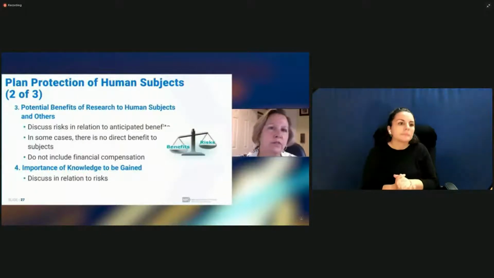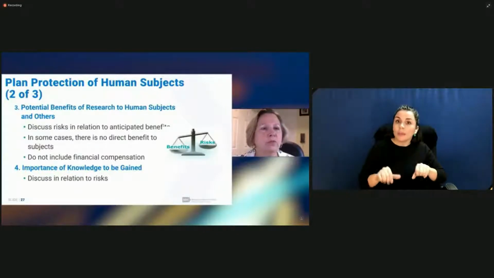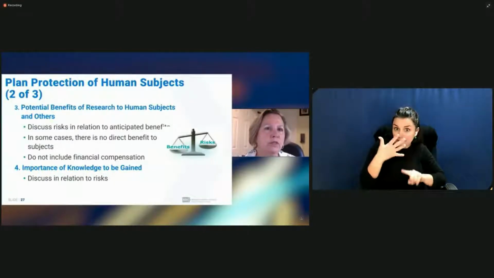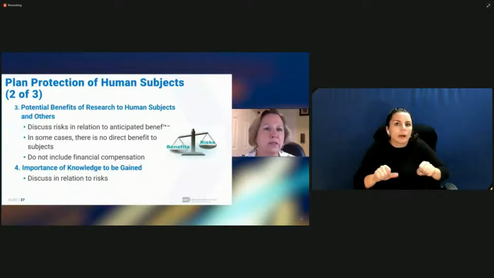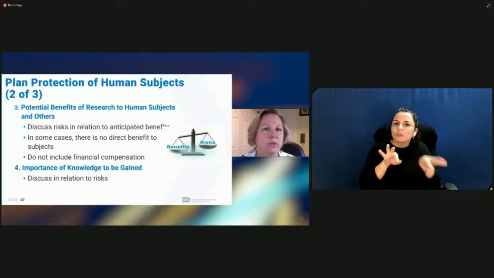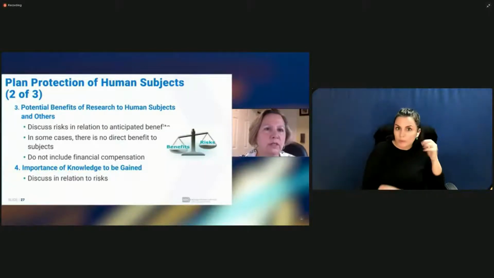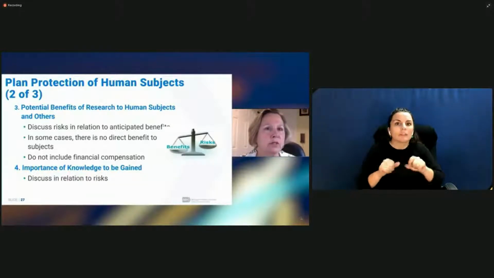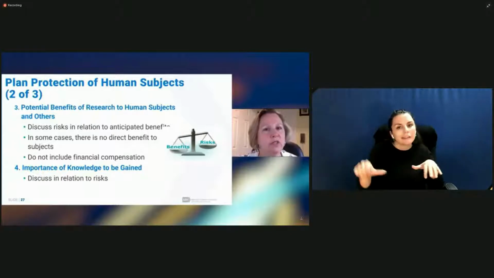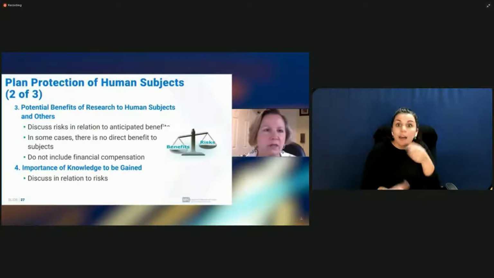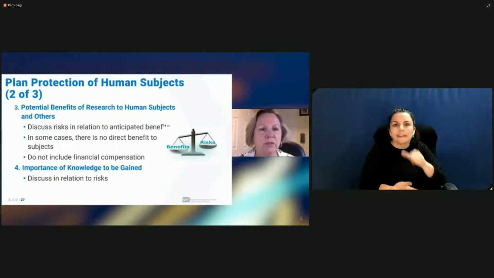So the potential benefits of the proposed research, you're going to want to discuss what those potential benefits are, and then discuss why the risks to the subjects are reasonable in relation to what these anticipated benefits are for the participant and for others. And please note that financial compensation to a participant is not considered a benefit, so please don't put it down as such.